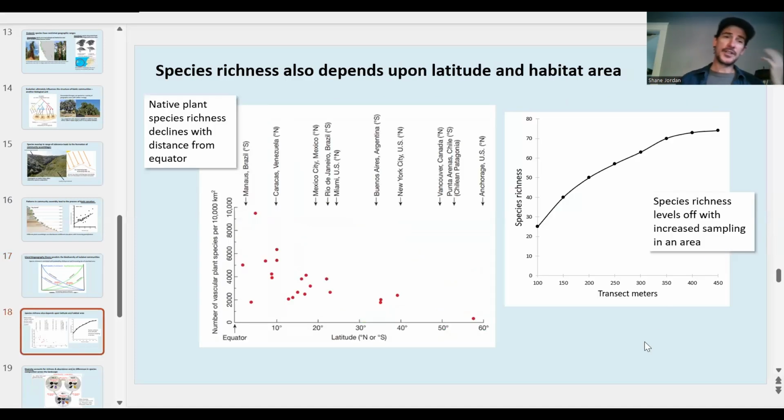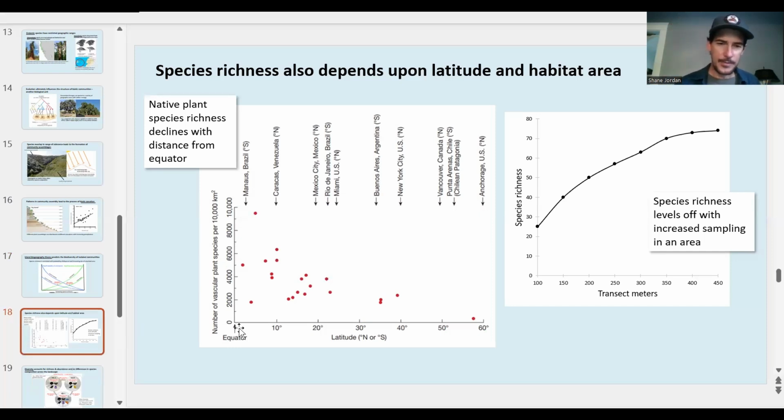And species richness doesn't just depend upon the probability of dispersal, but it also depends upon latitude in a lot of ways. And what we can see with this example here is that the richness of native species really declines with distance from the equator as one moves towards the poles. So tropical environments tend to support a lot higher species richness when compared to environments that are closer to the poles and further from the equator.